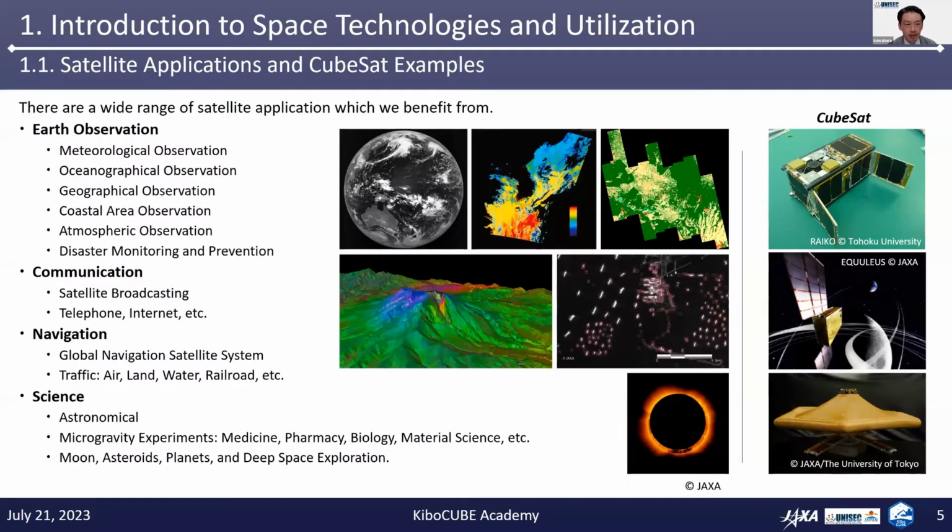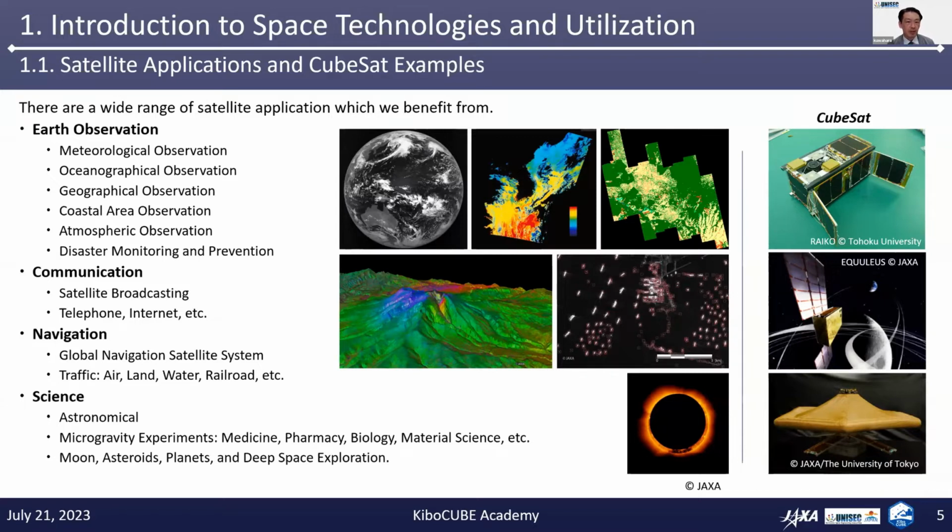On this slide, I'd like to introduce the major satellite application fields. There are a wide range of satellite applications which we can benefit from. The first category is the Earth observation. These include meteorological observation, oceanographical, geographical, coastal area, atmospheric observation, and disaster monitoring and prevention, and so forth. Some of them are illustrated in these beautiful pictures on the right side.